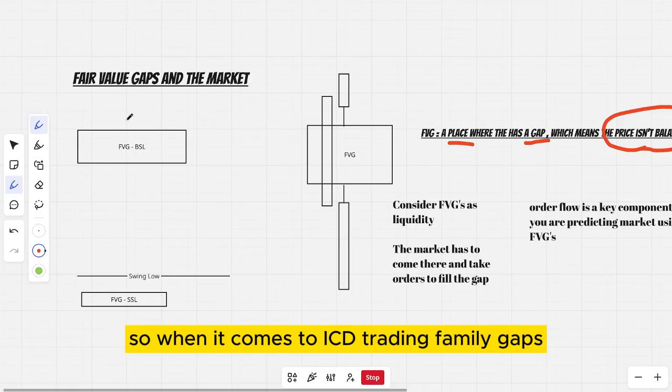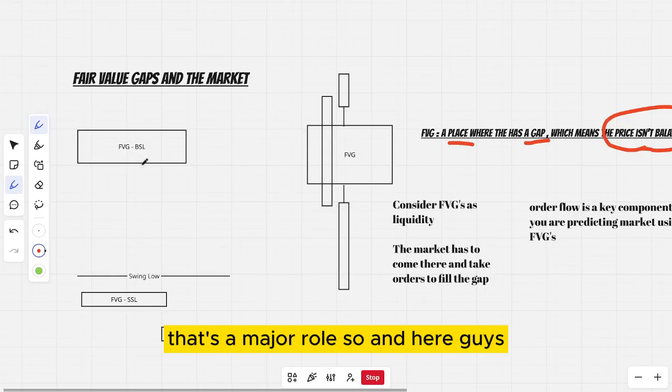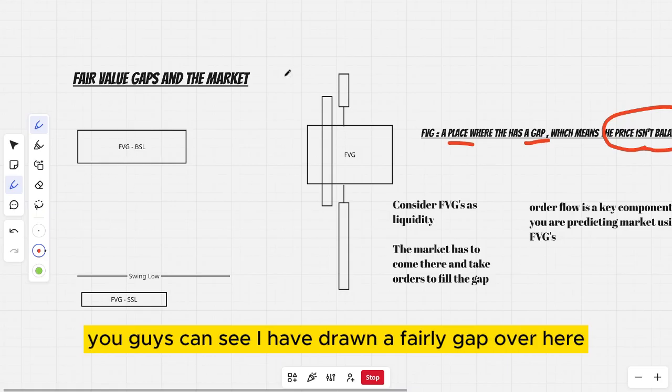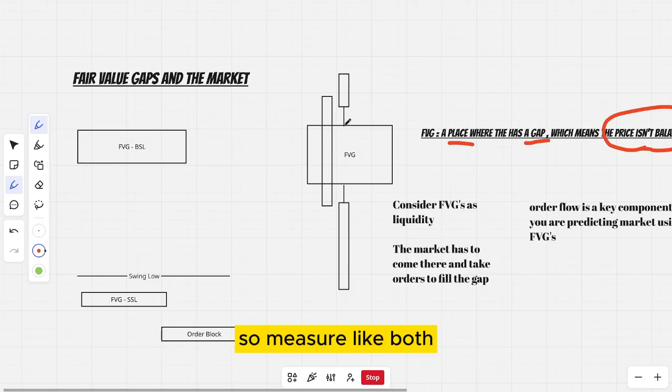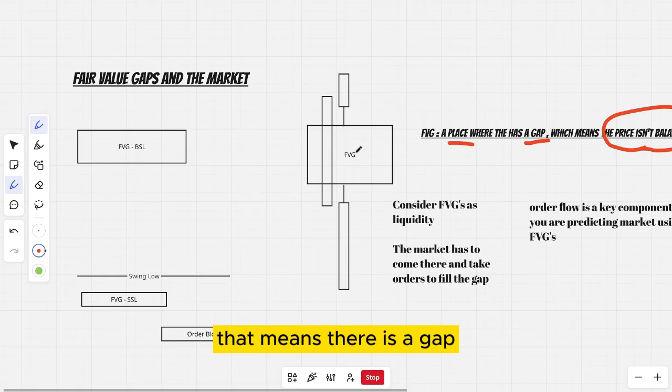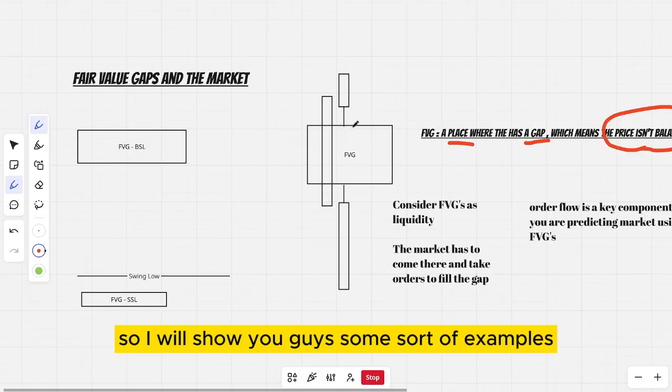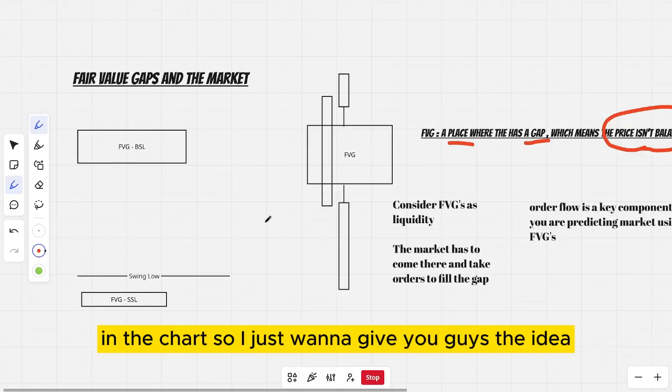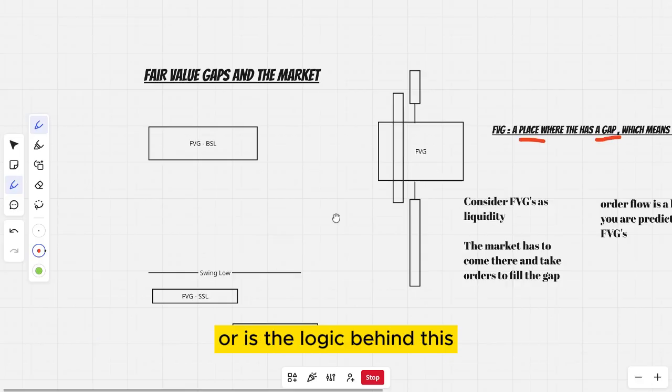When it comes to ICT trading, fair value gaps play a major role. Here you can see I have drawn a fair value gap. Imagine only sell side has offered over here, so the price is moving downwards, and there's a gap over here. A wick hasn't been traded over here, which means there is a gap. We call this a fair value gap. That's how you identify fair value gaps. I will show you some examples in the chart, but I just want to give you the idea, or the logic behind this.